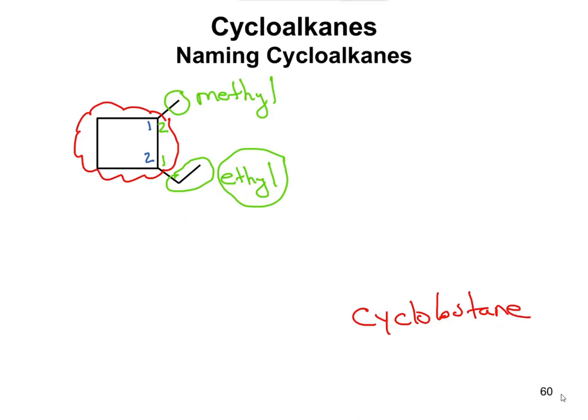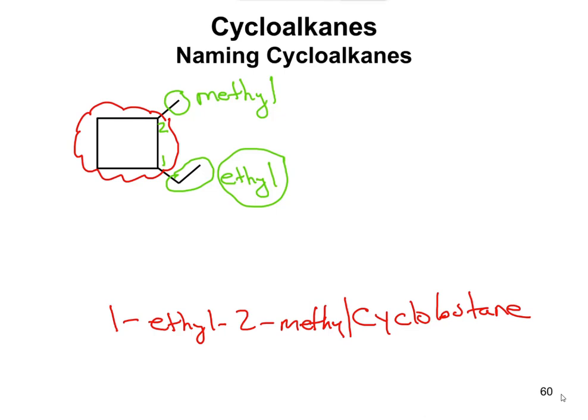So we're going to use the green numbers, and our final answer here would be 1 ethyl, 2 methyl cyclobutane. All right, so that's kind of how you go about naming cycloalkanes.